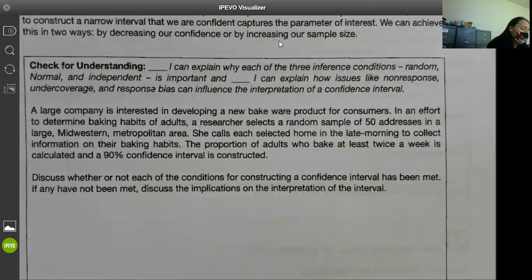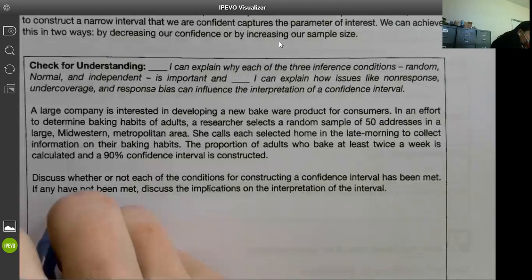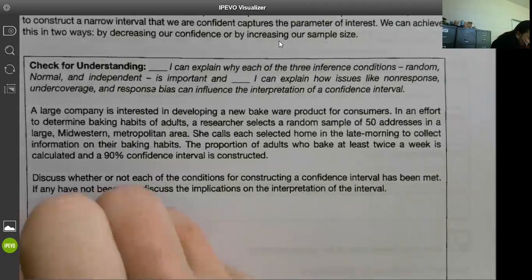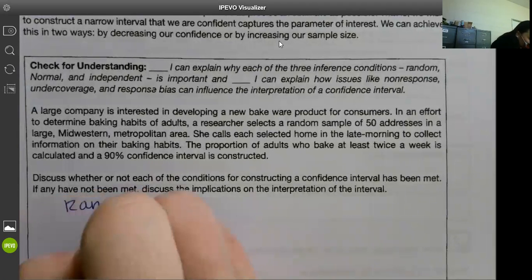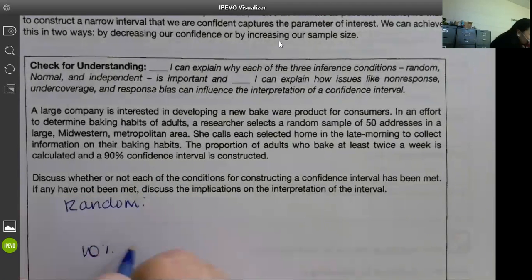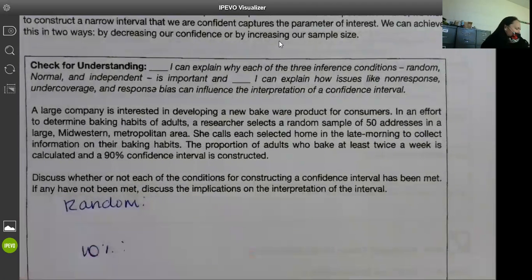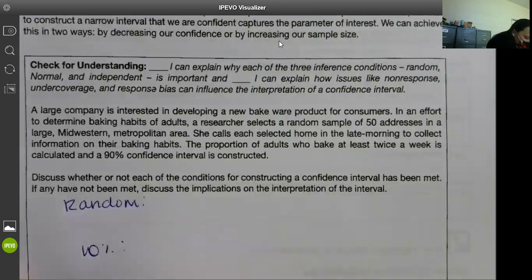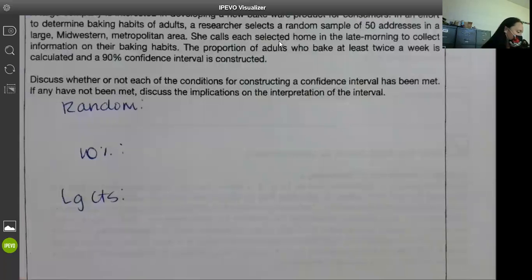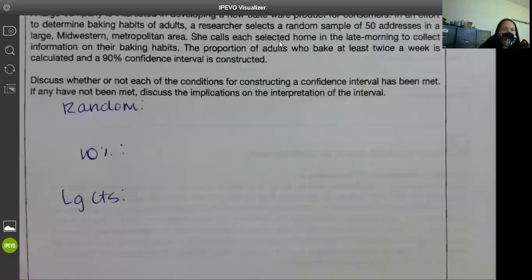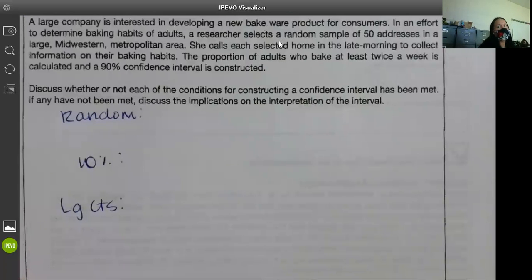All right, so what are conditions that we need to meet? Okay, random. 10%. And it's what? Large what? Counts, good. Why is it large counts? Because it's proportions. Good. All right, so there we go. All right, is it random?